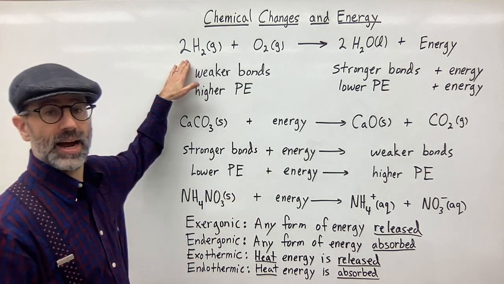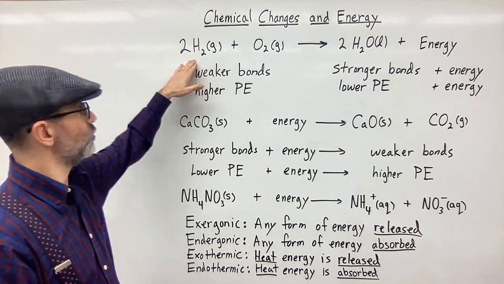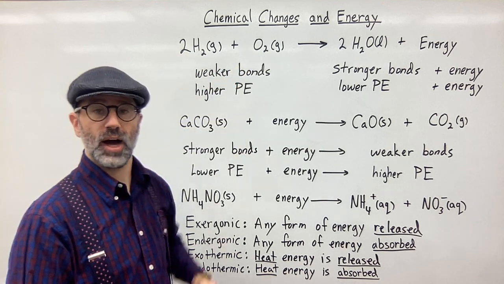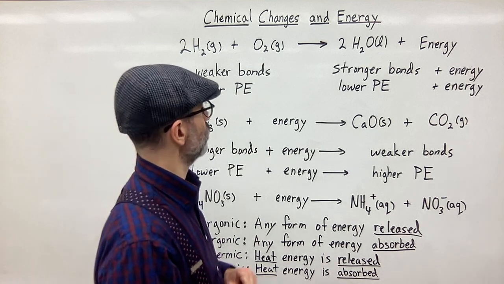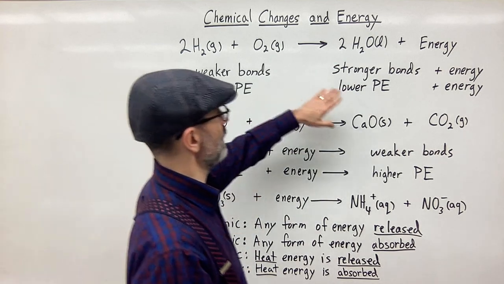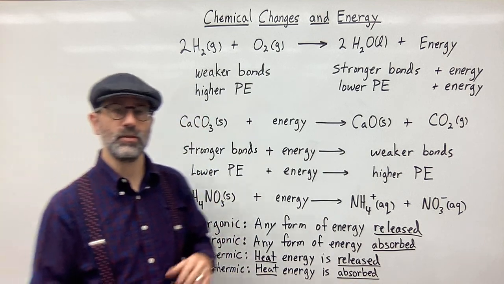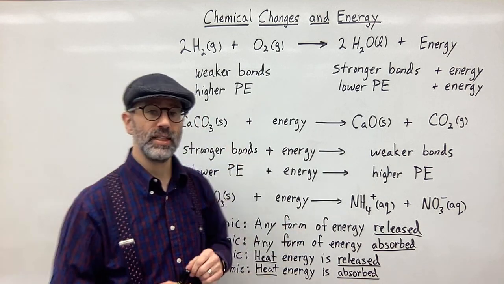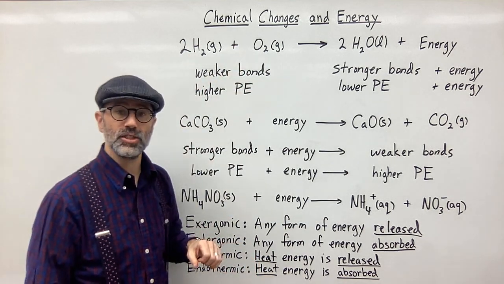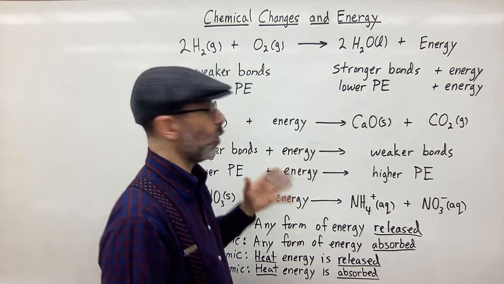Here we have water being formed from H2 gas. So I have two H2 gas molecules plus one oxygen O2 gas molecule, and that's going to form two water molecules in liquid form. And we see that energy is released during this reaction. Well, what does that mean? If energy is being released, then that indicates that the bonds here for the reactants are weaker than the bonds for the product.